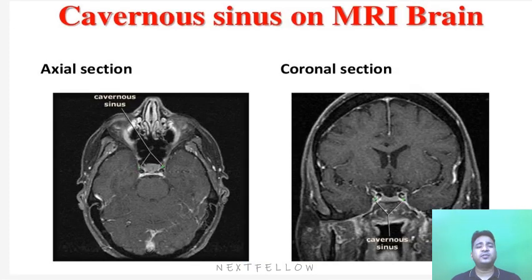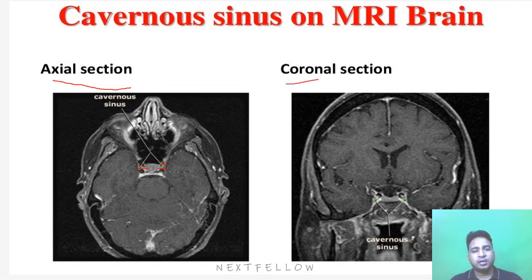Now, how will this cavernous sinus look on MRI? So look at this axial section. Axial section means taking the view like this. So we are cutting the brain like this, and look at this diagram. I am marking it with the red color. So these are both cavernous sinuses.